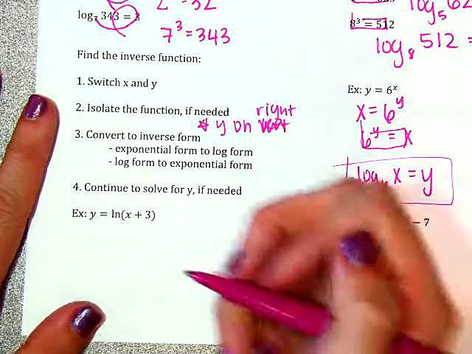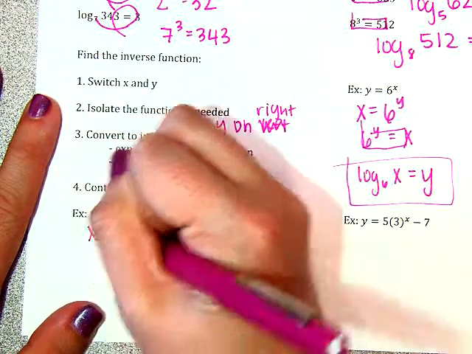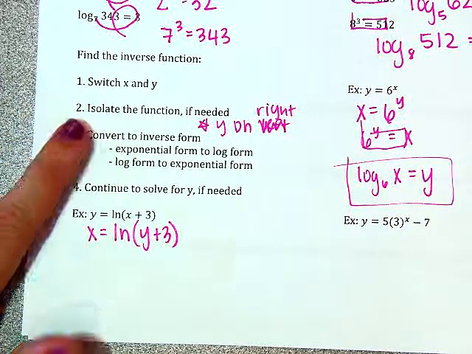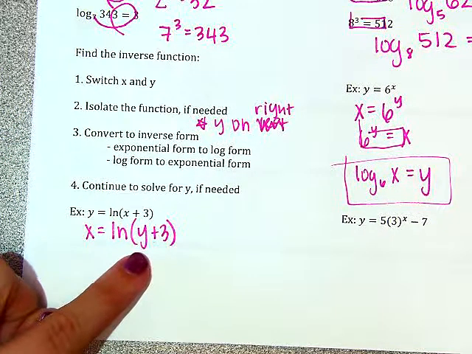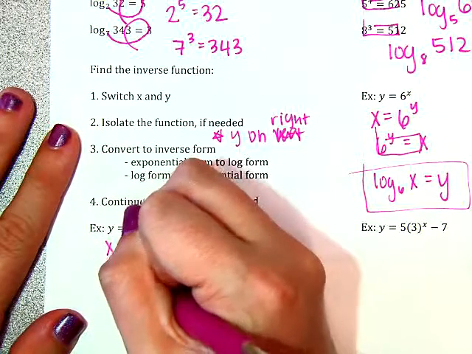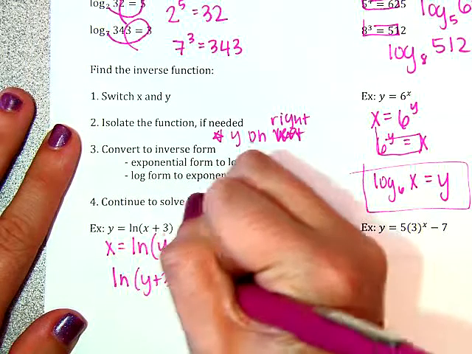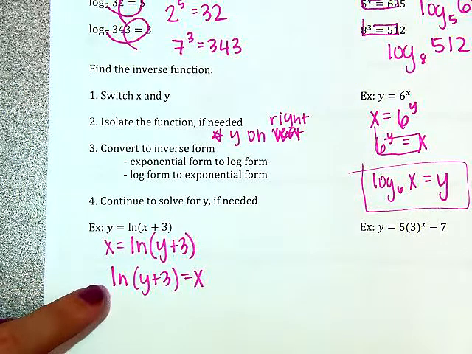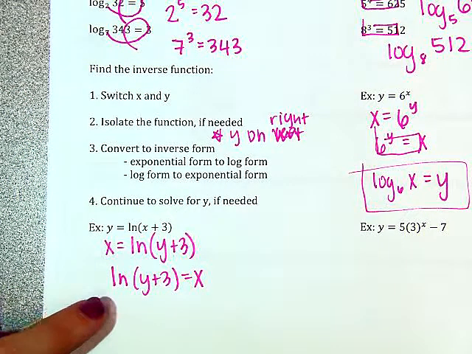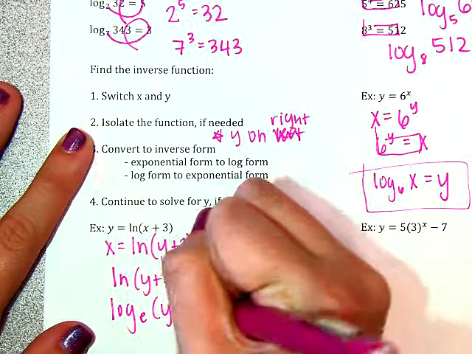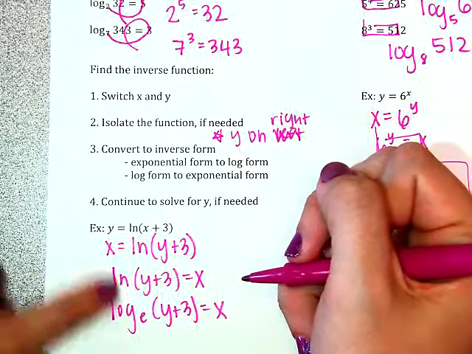Next one, step 1 is switch the x and y. So x equals ln y plus 3. Get the log part by itself. Well, that's that part. It's already by itself, but I need to move the x to the other side. So ln y plus 3 equals x. Here's a tricky one with this one. ln is log base e. So since I'm going to change it, I need to put it into log base. Just change this to log base e. They mean the same thing. Log base e, ln mean the same thing.